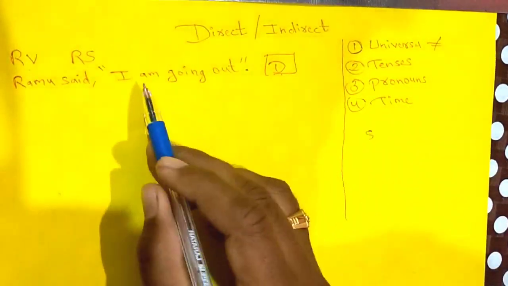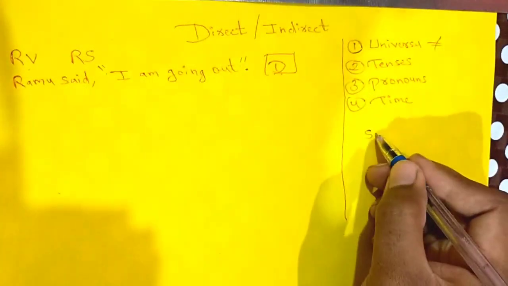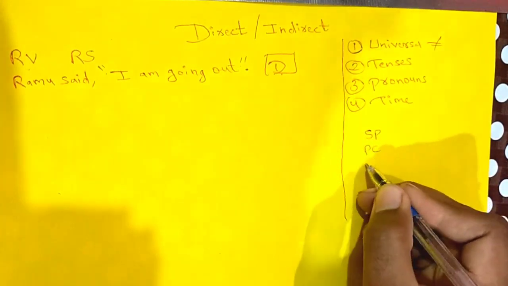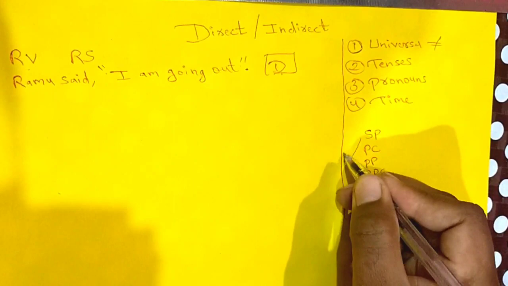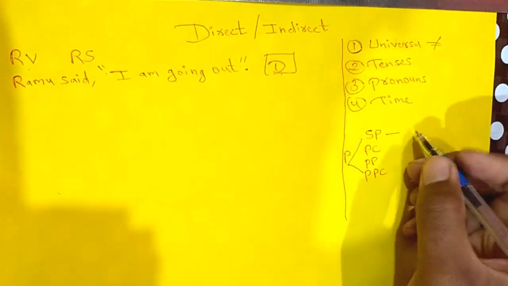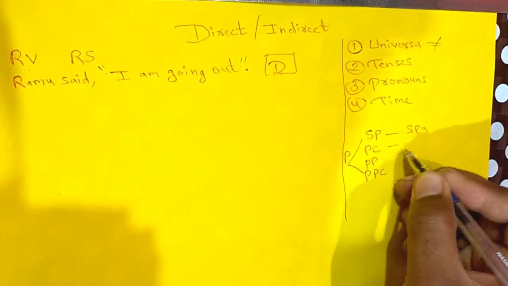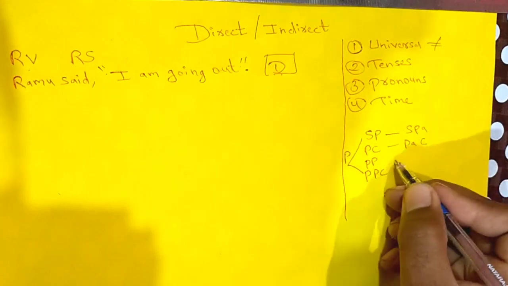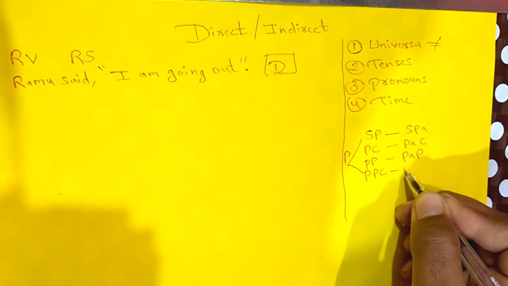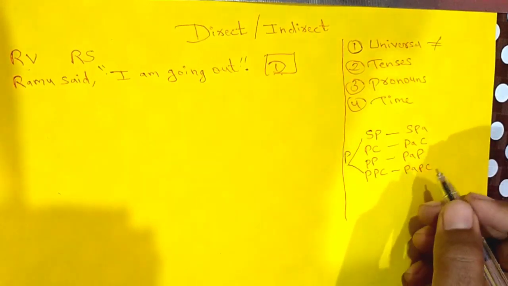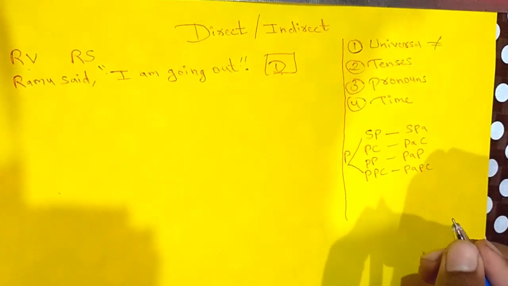So whenever you see a sentence in inverted commas, if it is written in the simple present or present continuous or present perfect or present perfect continuous, so this is present tense. How will the present tense change? So simple present will change into simple past, present continuous will change into past continuous, present perfect will change into past perfect, and present perfect continuous will change into past perfect continuous. That means you should know the tenses very well.